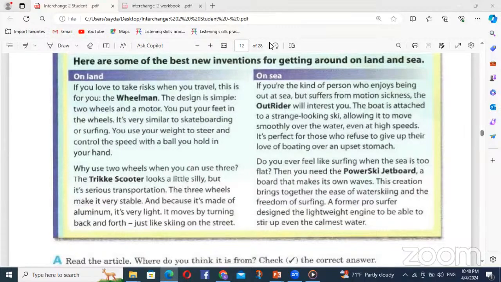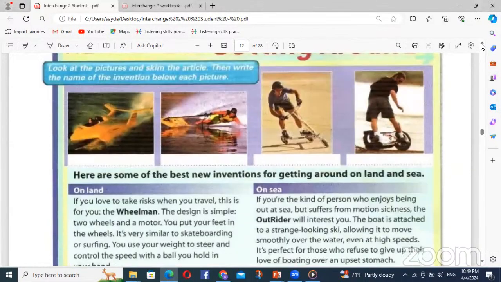Yes. Okay. It stirs up even the calmest water. If the water is quite calm, no wave, it makes a wave. It makes its own wave. Here, lightweight means the weight is light. Lightweight engine means the motor is light. It's not heavy. So the power ski jet board, which one is it? Number 2.